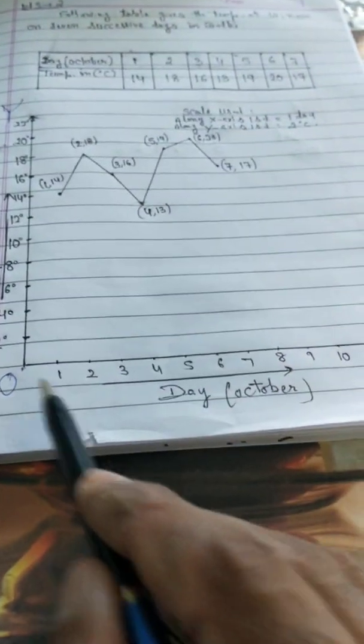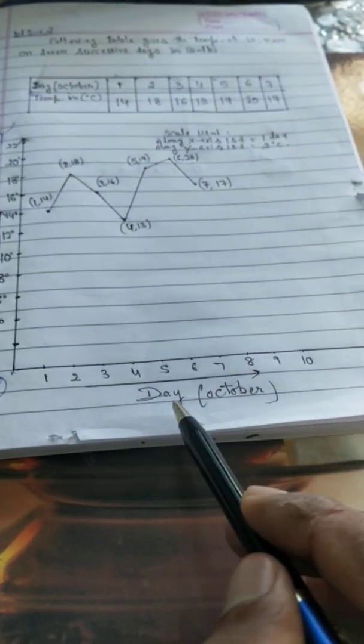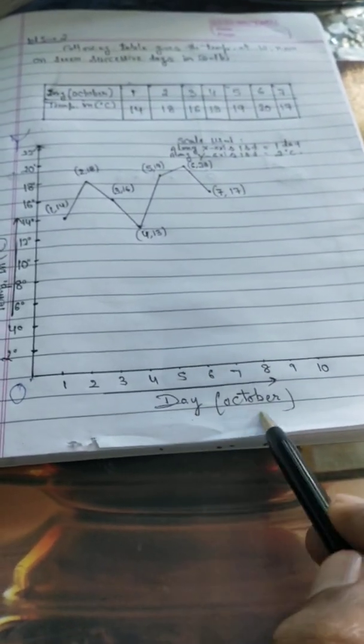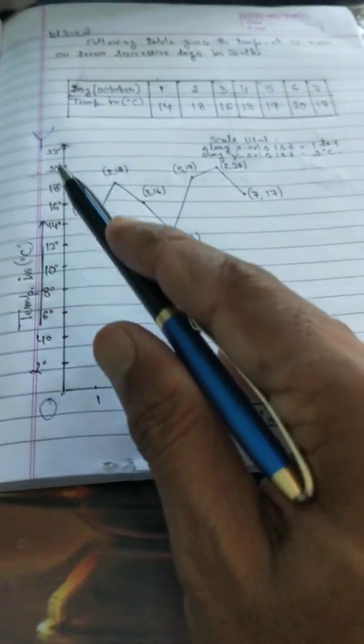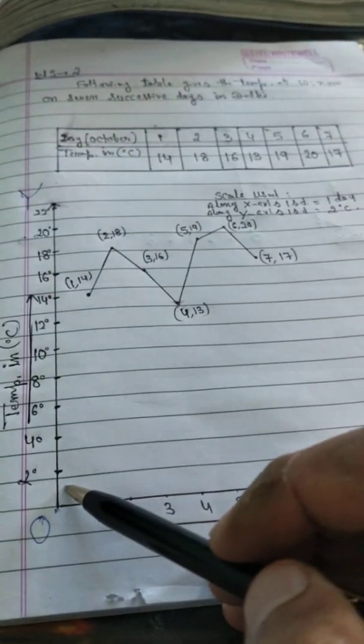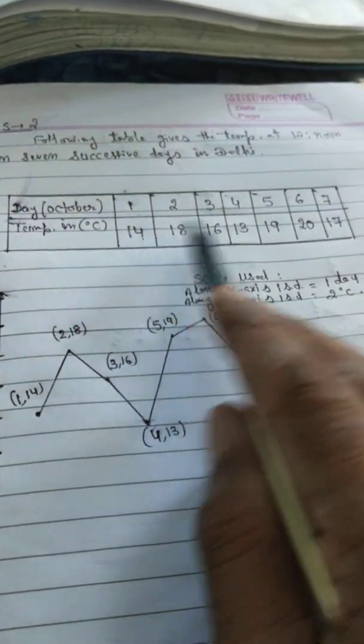So look here, first draw two lines, the x-axis and the y-axis, which meet at O. Then the day in October, on the horizontal line, is the independent variable, and the temperature in degrees Celsius is the dependent variable. Now here the numbers are: day in October 1, 2.